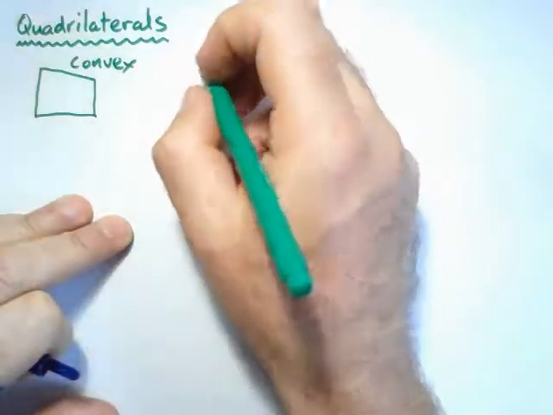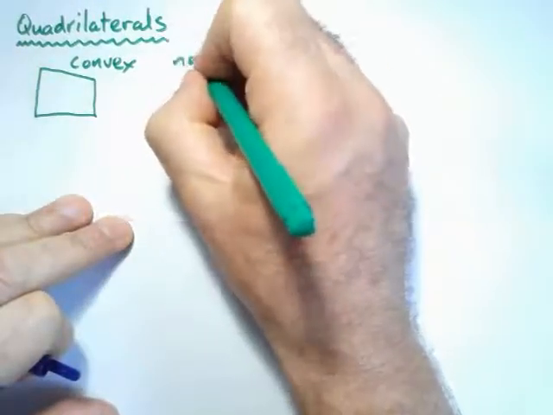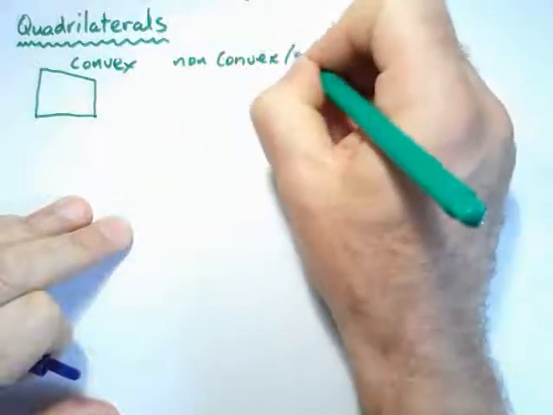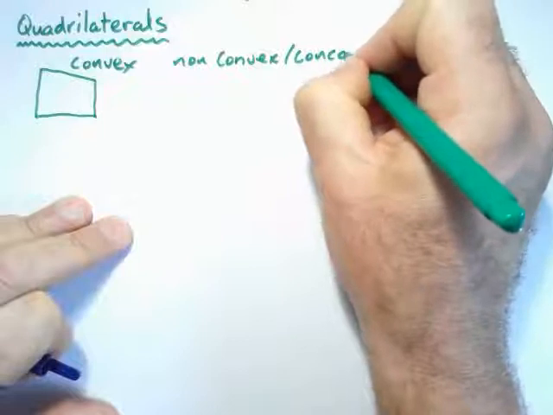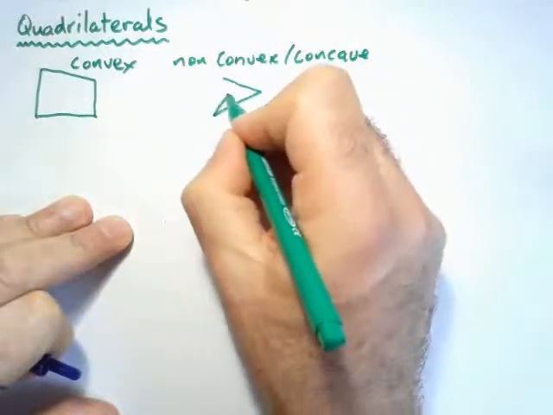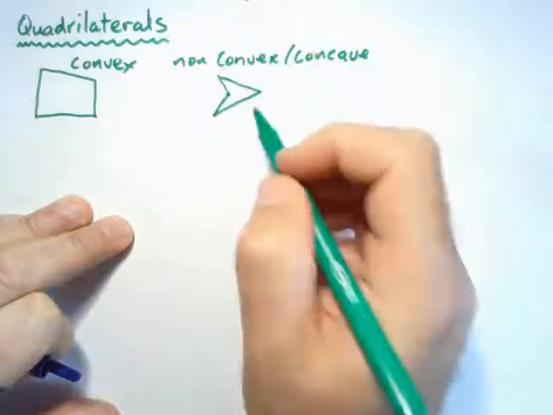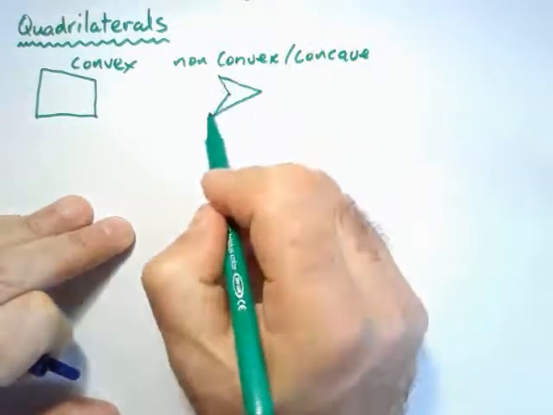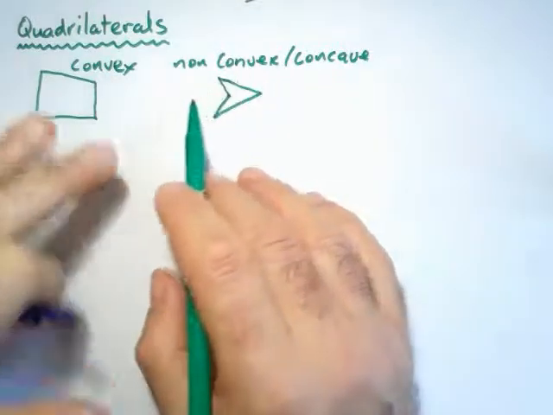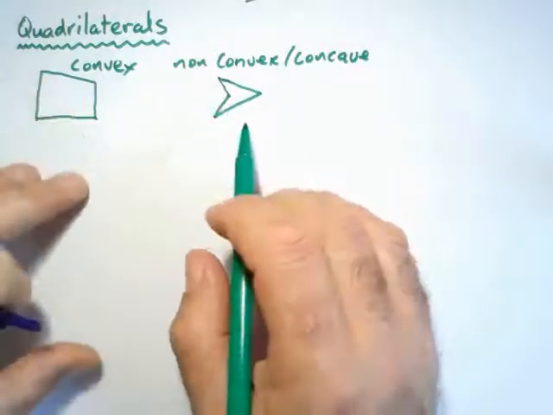The other one is non-convex, also called concave. I like to say concave because it caves in. It means that one of the sides is actually coming in. So that is 1, 2, 3, 4 sides. One side is coming in. Convex, concave, there is no relation to the sides.